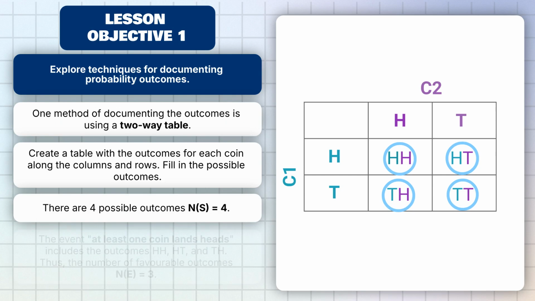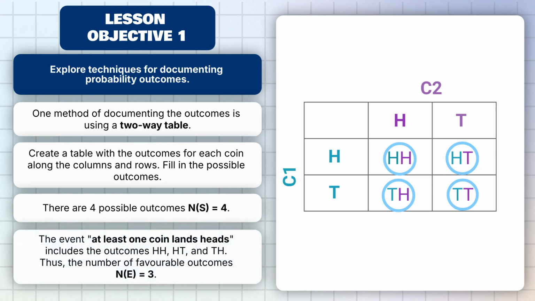There are 4 possible outcomes, so we can write that the number of possible events in the sample space is 4. The event at least one coin lands heads includes the outcomes HH, HT, and TH. Thus, the number of favorable outcomes is 3. Using our formula for probability, the probability of an event is the number of favorable outcomes divided by the number of possible outcomes in the sample space, so we get 3 divided by 4. Therefore, the probability of at least one coin landing heads is 0.75 or 75%.